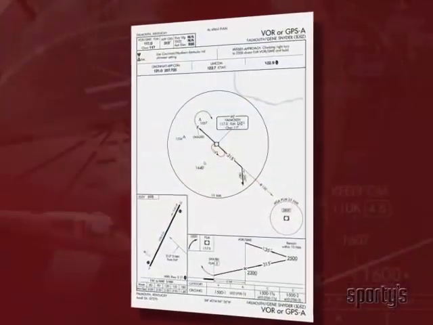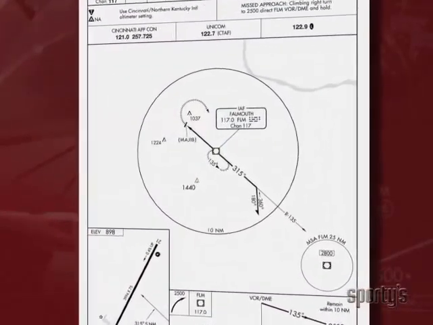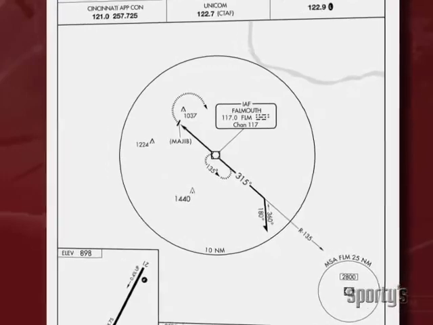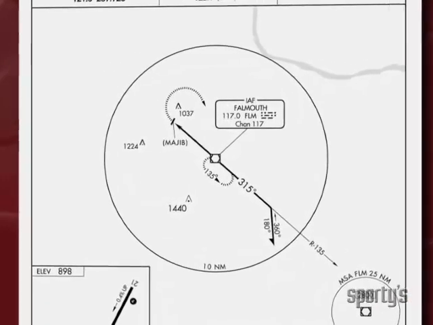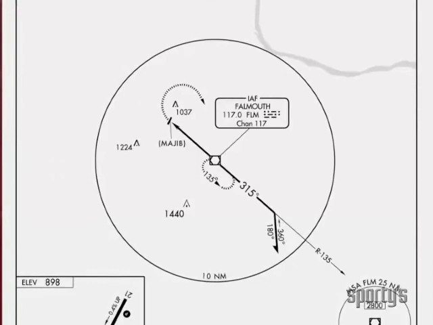The final approach that we will look at with the 430W is the VOR or GPS Alpha approach at Gene Snyder Airport in Falmouth, Kentucky. This is an overlay approach with only circling minima. The 430W makes the approach easy to fly.